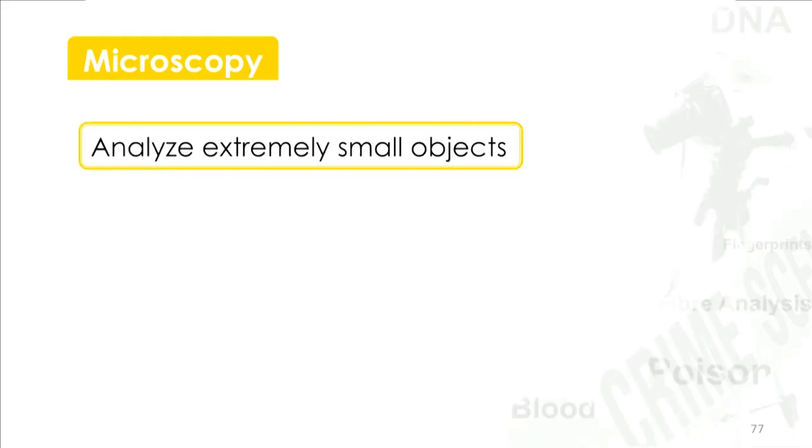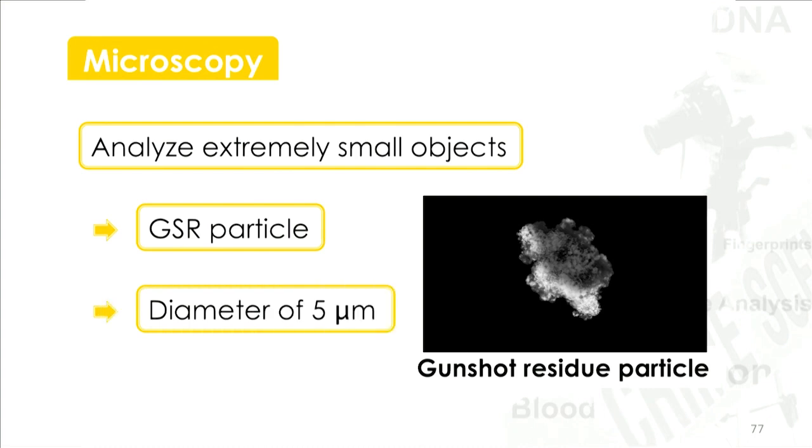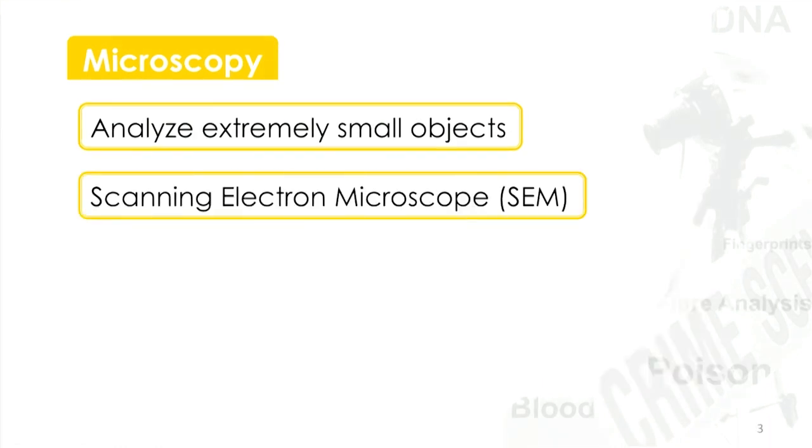Now, sometimes forensic scientists need to analyze objects that are extremely small. For instance, gunshot residue. This is particulate matter given out when firearms are fired. And these are particles which are maybe 5 micrometers across, far below what can be seen normally. So in order to visualize these objects, you have to use a scanning electron microscope.